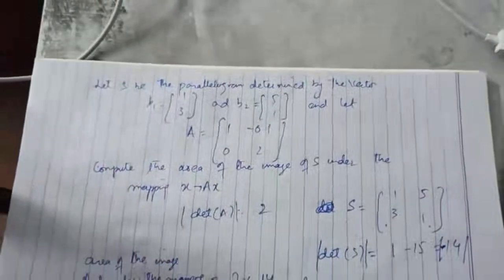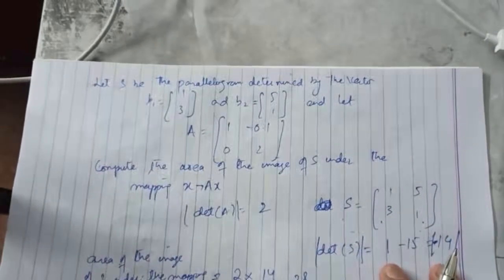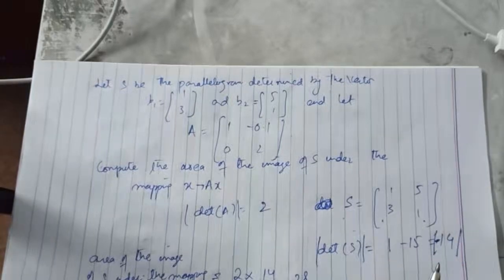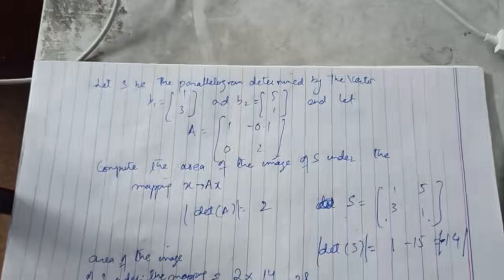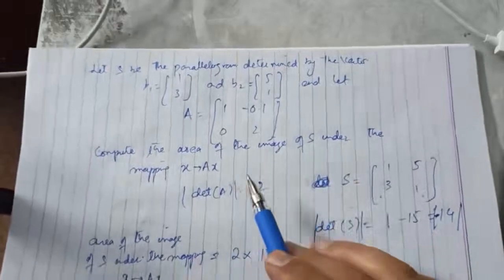Now, similarly, to do another example, let S be the parallelogram determined by the vectors b1 and b2, and let the transformation be the matrix A. So there are two vectors in S, b1 and b2, and they add up to make a parallelogram. So now what you have to do is compute the area of the image of S under the mapping x to Ax.